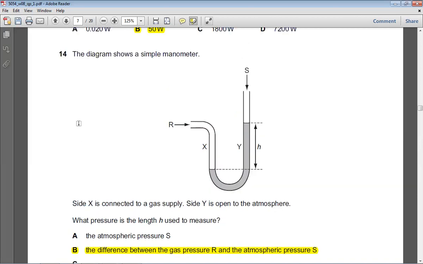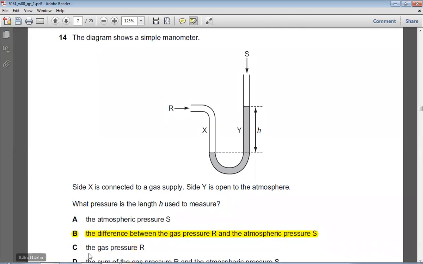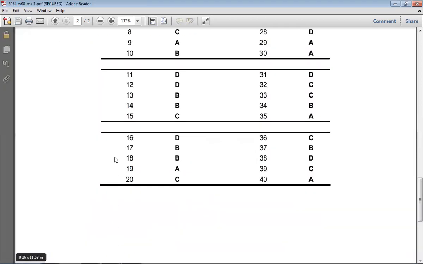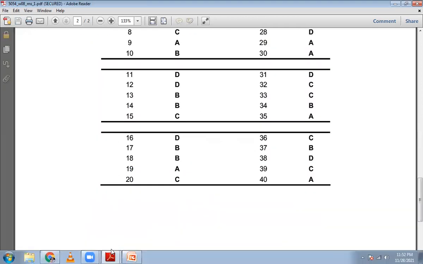So we think that question number 14, B is the right answer. So let's check. Question number 14, B is the right answer, sir.